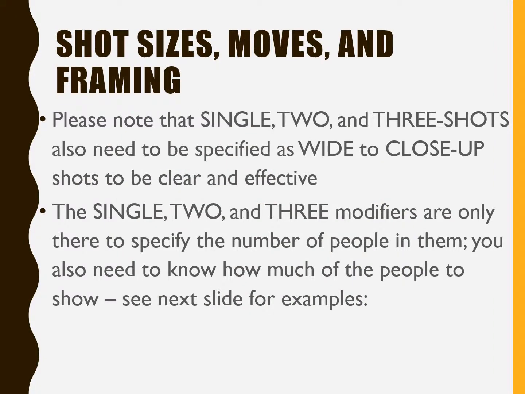you want to. So please note that single, 2, and 3 shots also need to be specified as wide to close-up shots to be clear and effective, right? So the single, 2, and 3 modifiers are only there to specify the number of people in them. You also need to know how much of the people to see, right? You don't want to just say, give me a 2-shot, and then they come back with a 2-shot long shot or a 2-shot wide shot, and that's not what you wanted. So you wanted a 2-shot mid shot, right? So you want to think about that.